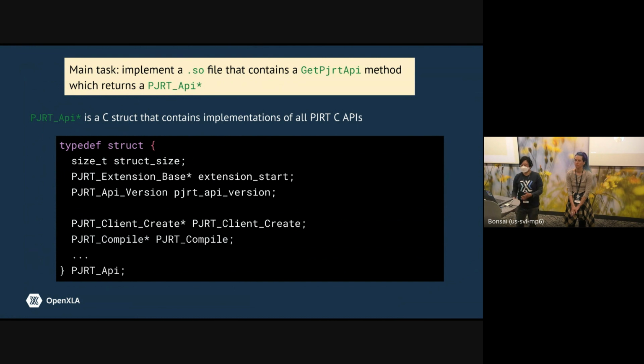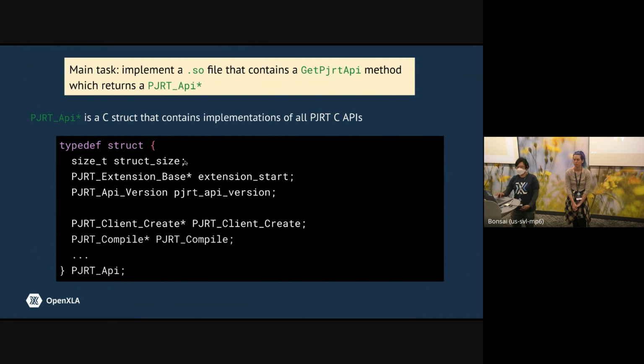So now I'm going to dive into some more details. The main task to implement the PJRT plugin is to implement an XML file that contains a method called GetPjrtApi, which will return a pointer to this PJRT API struct. And this is a C struct that contains the implementation of all PJRT APIs.